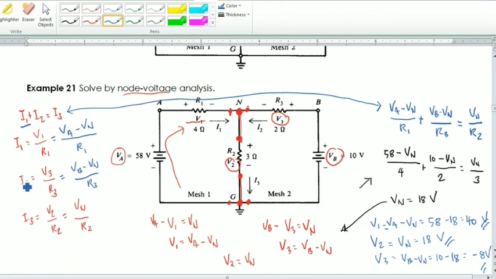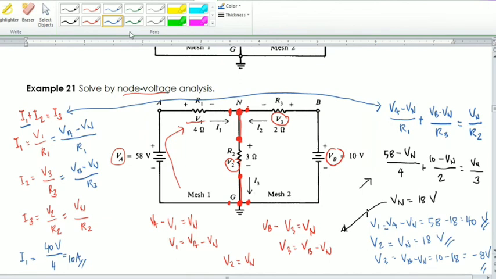While for our other unknowns, which are the currents, using this formula here, we have I sub 1 is V sub 1, which here is 40 volts, all over your R sub 1, which is 4 ohms. So that is 10 amperes. Okay, while for I sub 2, we have V sub 3, which here is negative 8 volts, all over your R sub 3, which is 2 ohms. So this is negative 4 amperes. This is our I sub 2.